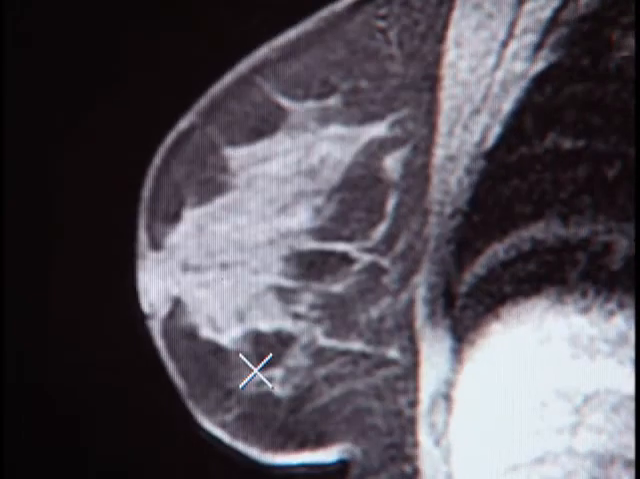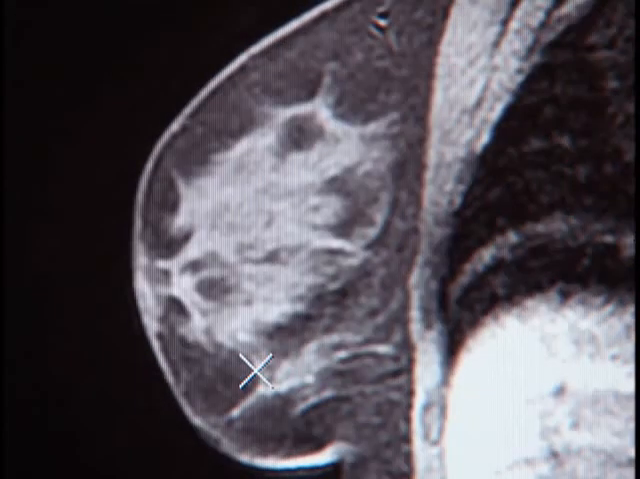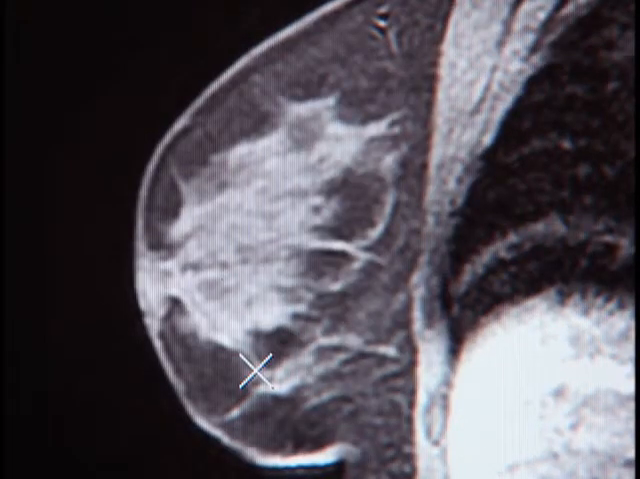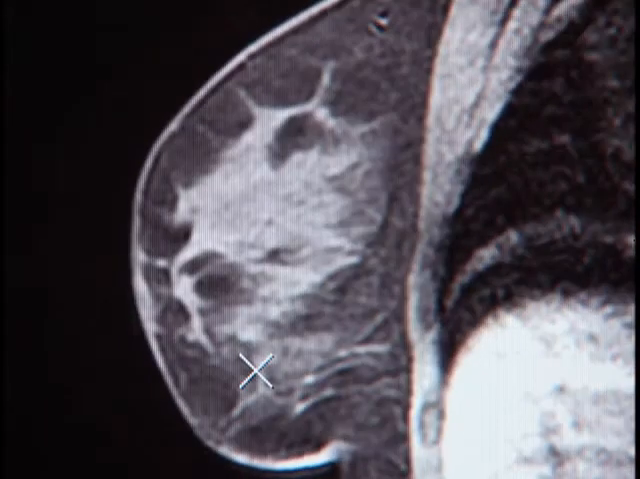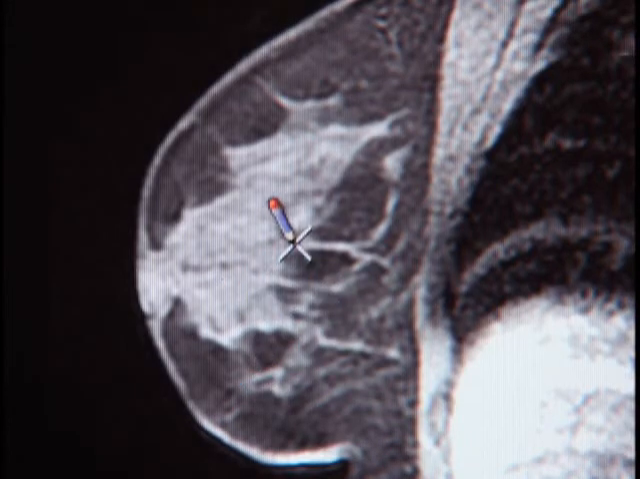Next, navigate to the lesion in interest. As this is merely a demonstration, we did not administer gadolinium. For the purposes of discussion, let's assume that our lesion is in this location. Initially, place a cursor on the lesion.